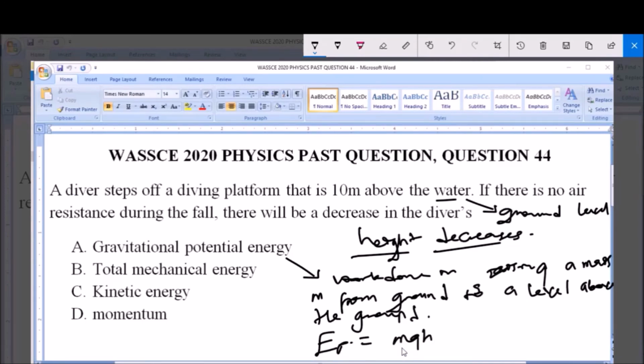So now, when this diver dives and begins to fall, during this fall, height decreases, like I said, and due to the decrease in the height, there will be a decrease in the gravitational potential energy, because gravitational potential energy is directly proportional to the height. So due to the decrease in height, there will be a decrease in gravitational potential energy, and that is option A, which is the answer to this question.